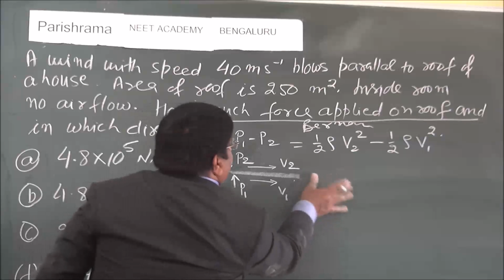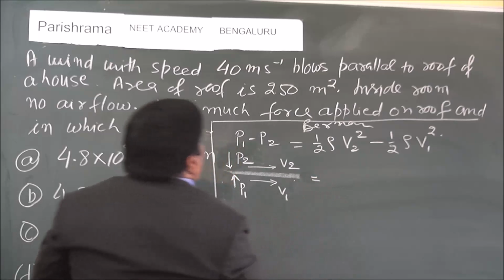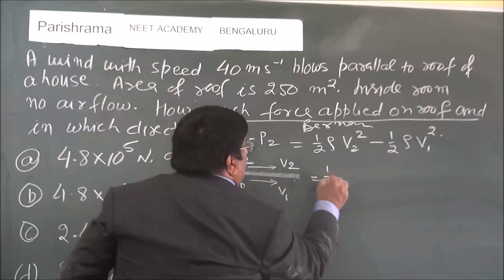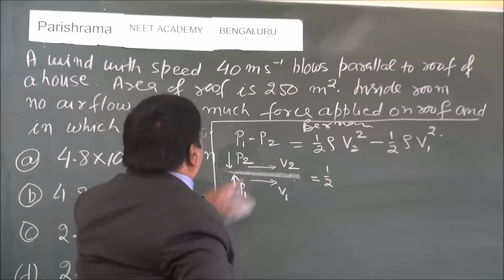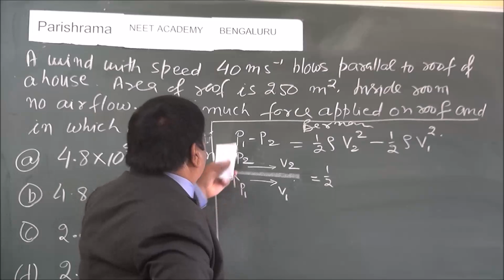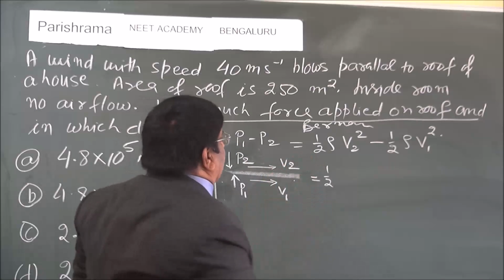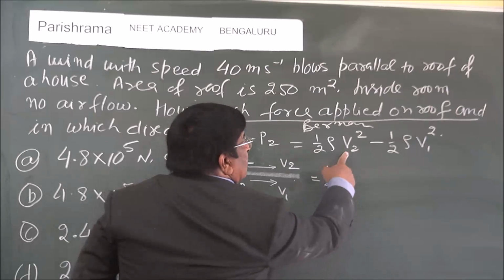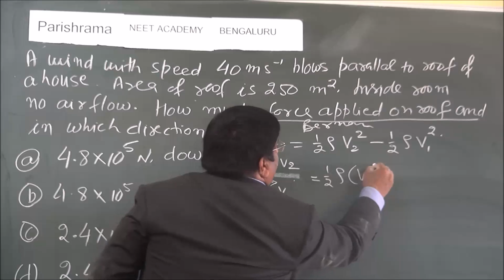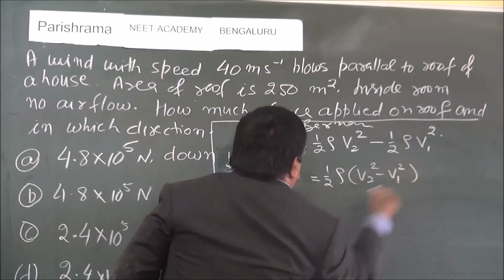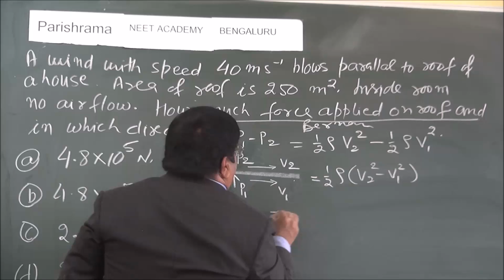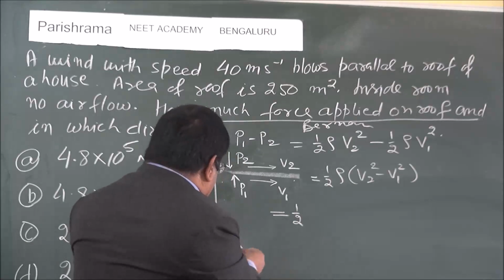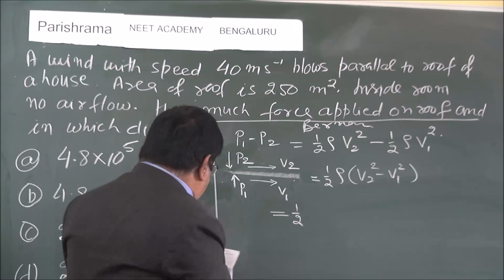Put the values. What is value of this? Will be half. Should we make it 2 to 1? 2 to 1 or anyway 1 to 2, let's keep it like this. Half rho is common. This is V2 square minus V1 square. This is equal to half. What is density of the air? Any idea?